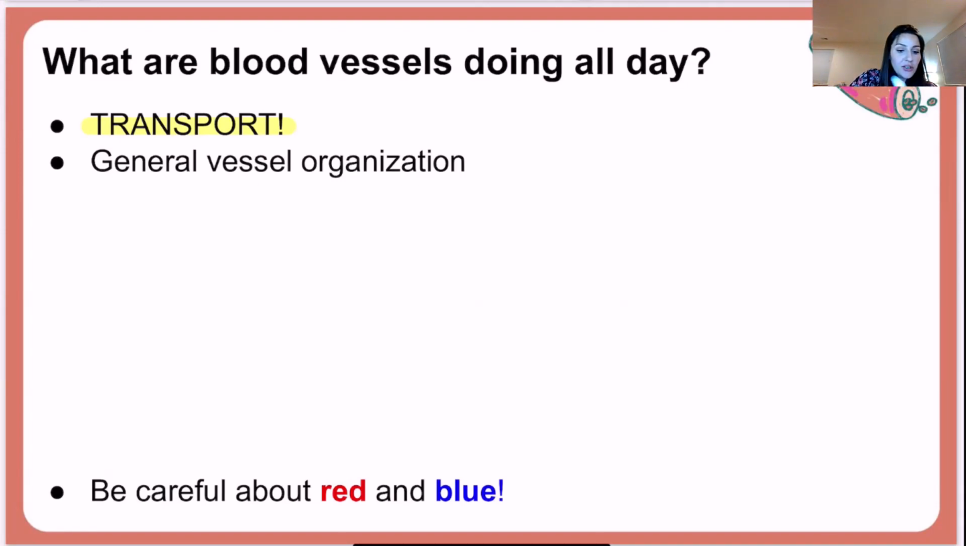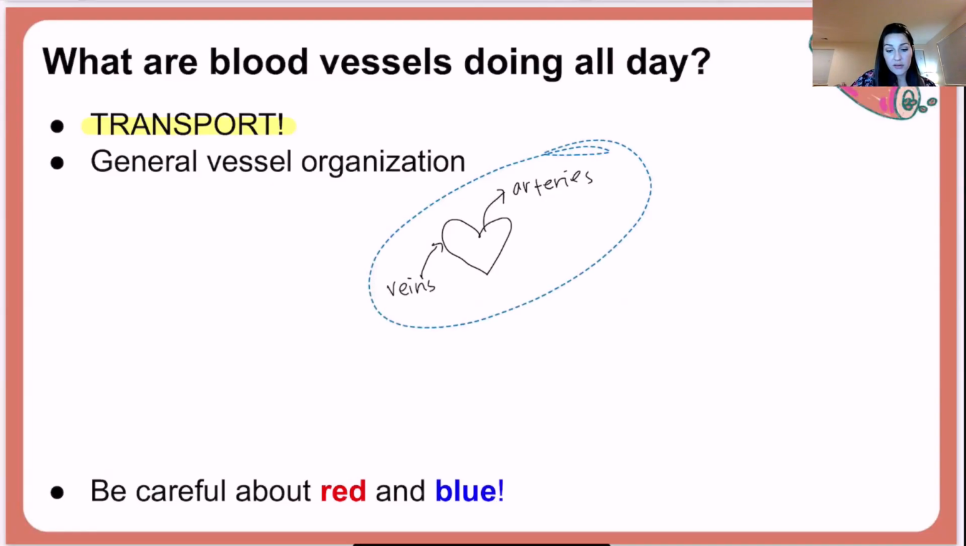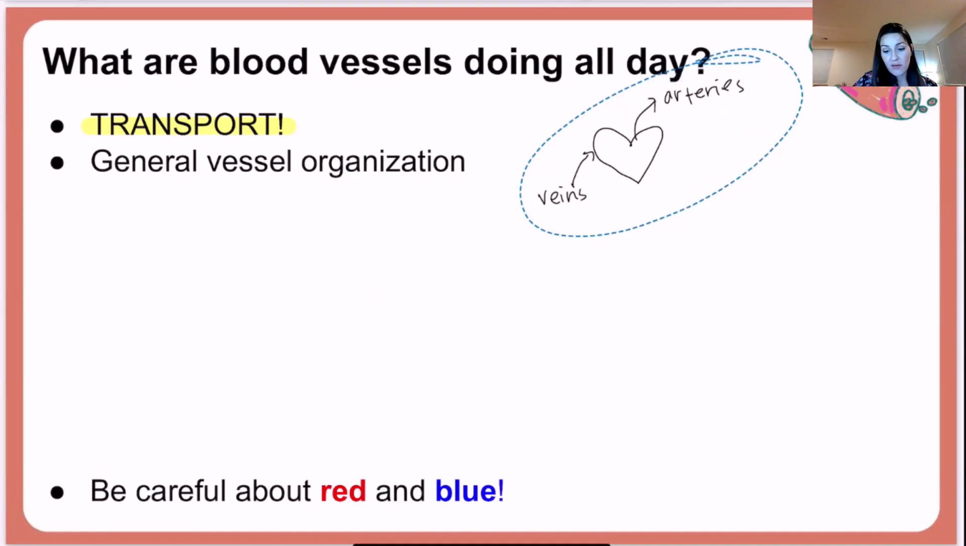If we think back to our cardio lecture, we did a drawing about how vessels are organized in the body. So if we have a heart, let's draw a heart. We have vessels leaving the heart. Those vessels leaving the heart are arteries. And then we have vessels coming back to the heart. Those vessels are called veins. I should have moved this drawing over, so I'm going to do that. So generally, arteries are those vessels leaving the heart and veins are the ones coming back.